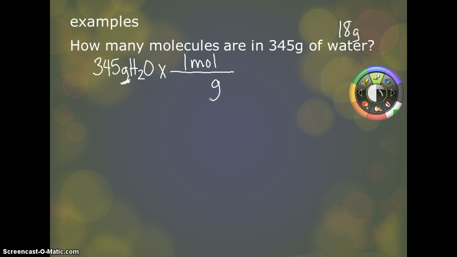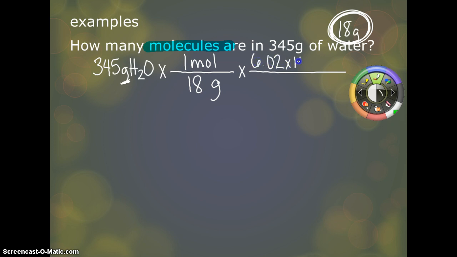How many grams are we going to put there? We're going to put our grams of water. Okay? So, 18 grams. Now, do we want moles? No. They asked us to find molecules. So, one more step. Molecules uses whose number? Avogadro's number, which is 6.02 times 10 to the 23rd molecules. Avogadro's number is always equal to 1 mole. So our answer is going to be 345 divided by 18 times Avogadro's number, 6.02 times 10 to the 23rd.